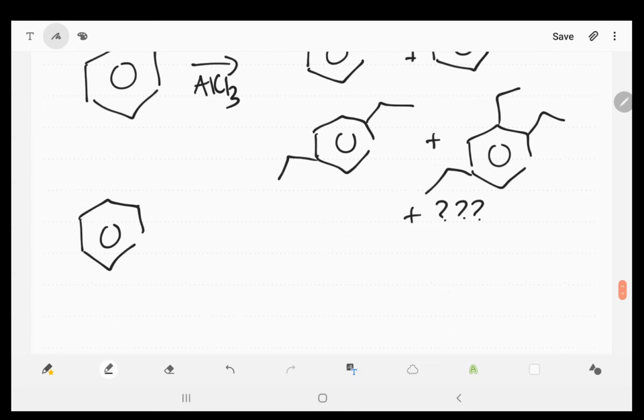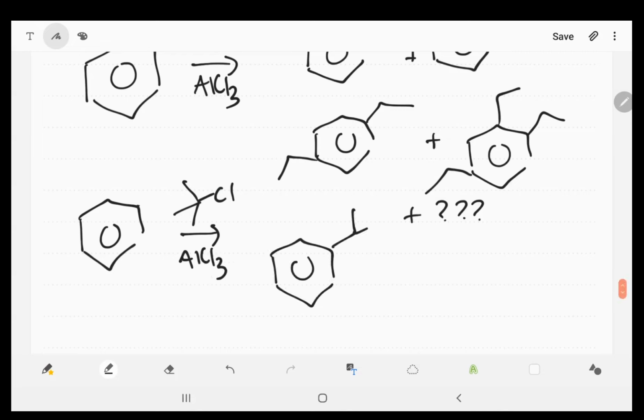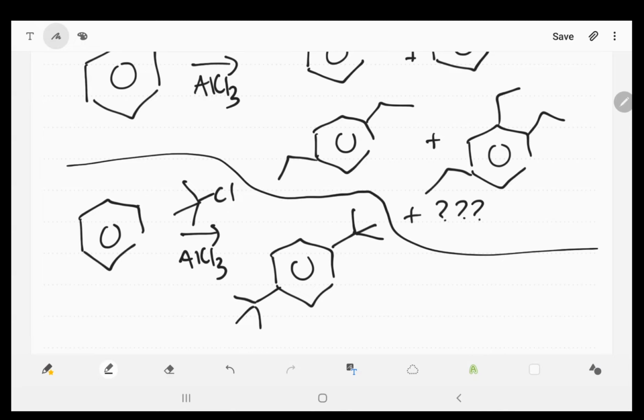If you're putting on a t-butyl group, you will probably stop at 2. You're going to end up getting this, and that's it. Not a problem, because the t-butyl group is so bulky that those other positions just will not be able to attack. And so you'll stop there. So if you want a di-t-butyl substituted benzene, go right ahead. But otherwise, I would say do acylation and then reduce it. That's going to be a much more controlled process.